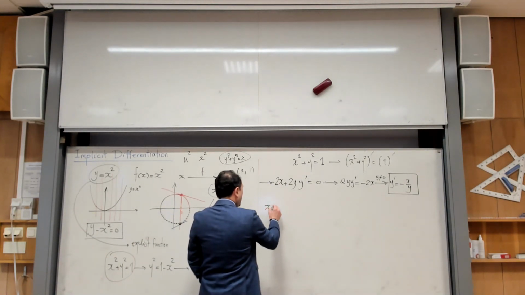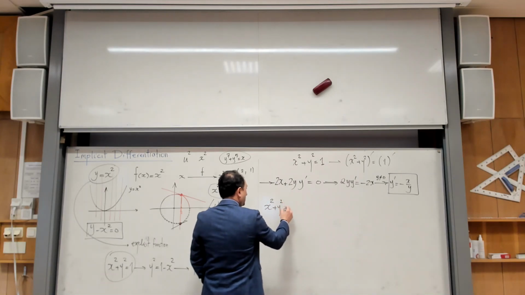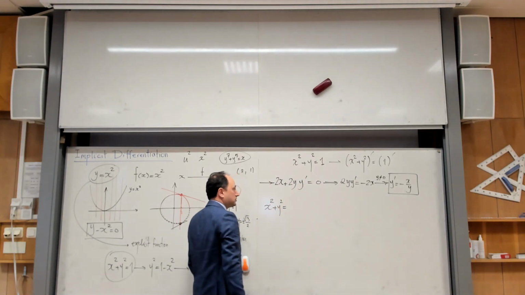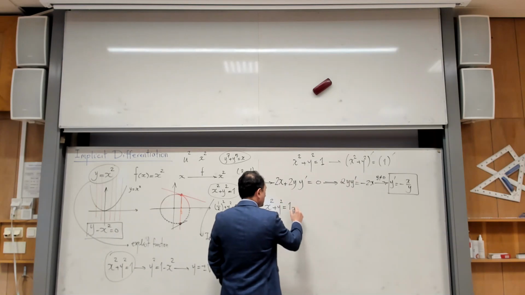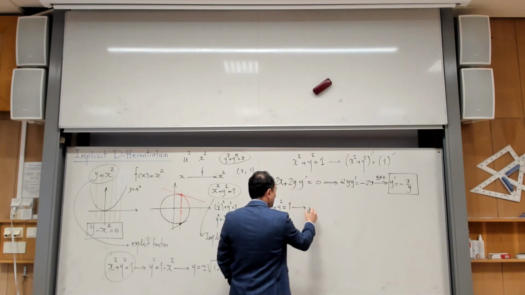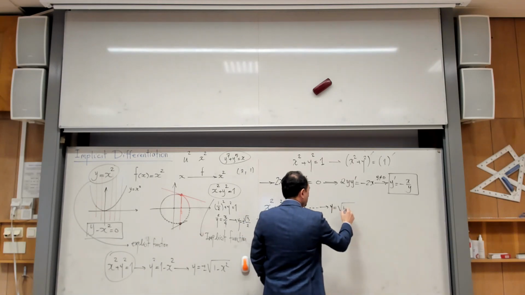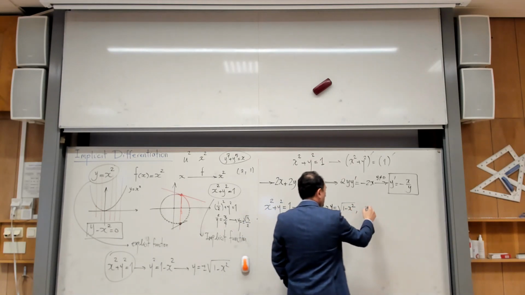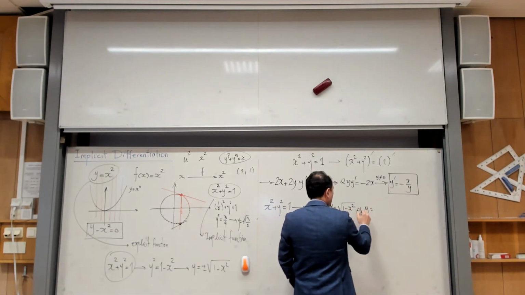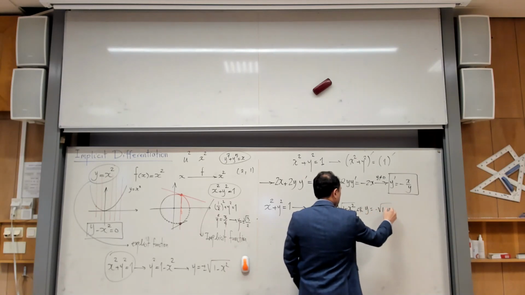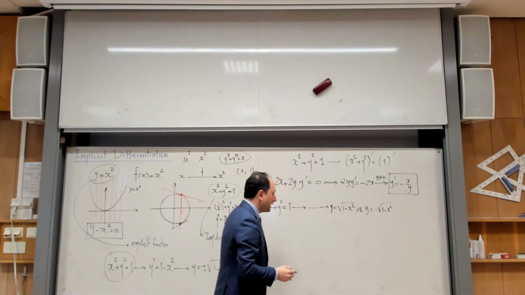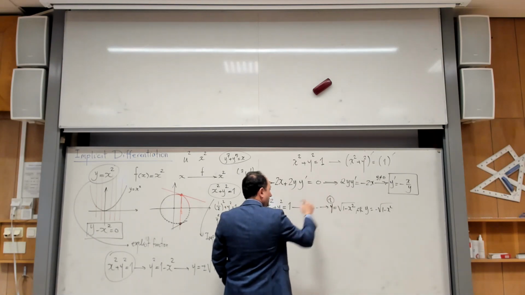Let us try to motivate why this is, at least for this example. Instead of doing this simple trick, let us just try to find y in terms of x directly. We already did it. We got two branches, one with positive and one with negative. Yes? Okay.